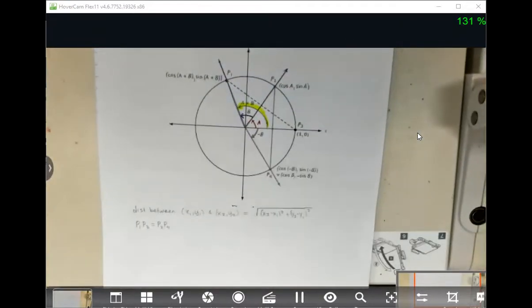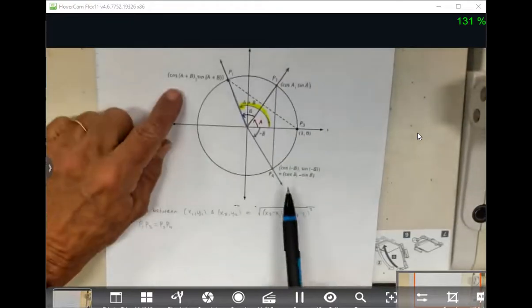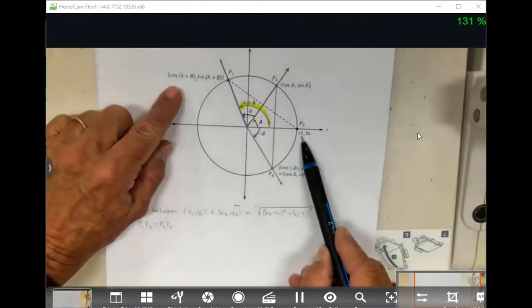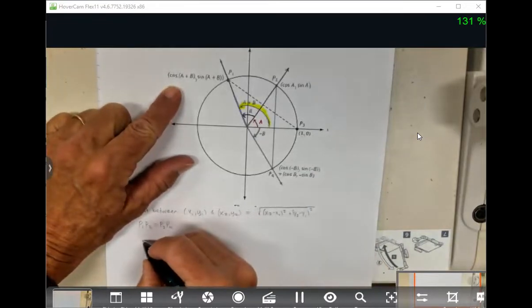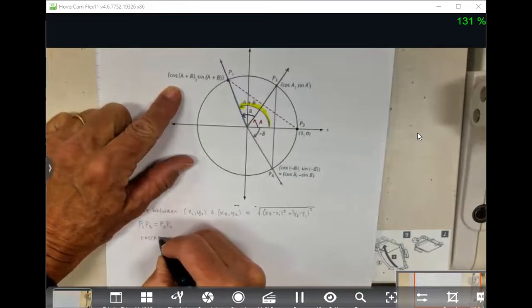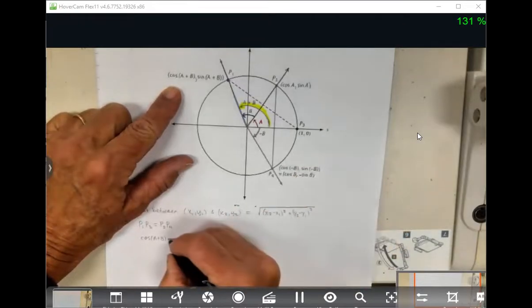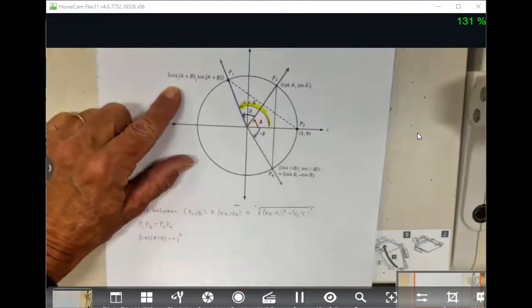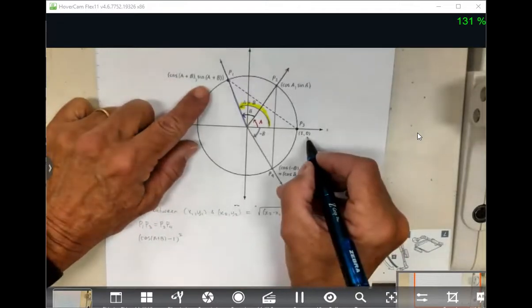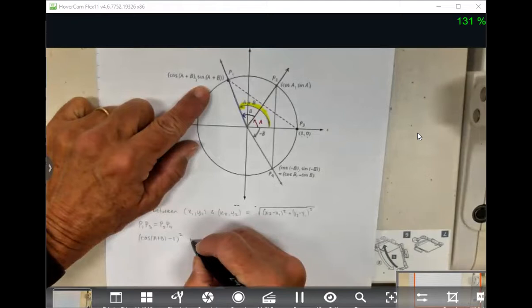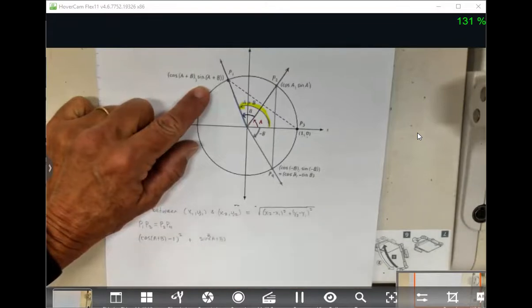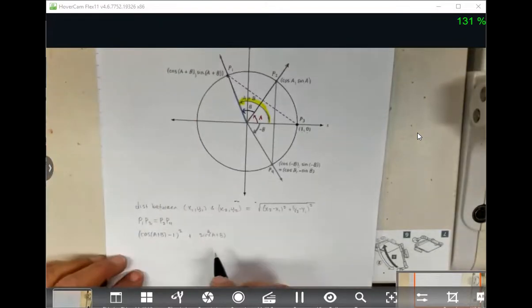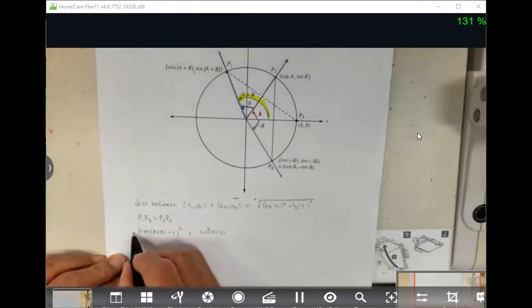Now I'm going to use the distance formula. I'm going to take these two x's and subtract them and square them. So for P1, P3, I'm going to have the cosine of A plus B minus 1 squared. Now I'm going to subtract the y's, but this y is just a 0. So the next term I'm adding to it is the sine of A plus B, and that'll be squared. It's got the square root sign on it.